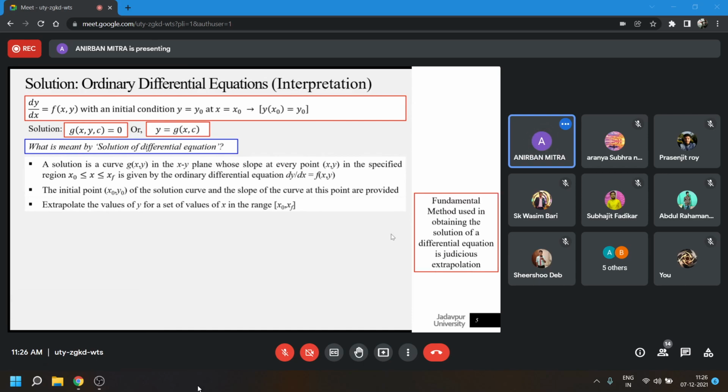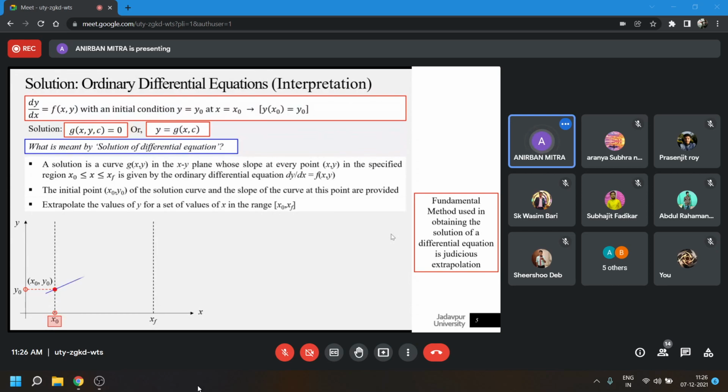Let's look at it graphically. Here we have the xy plane. This is the specified region or zone in which the solution is to be obtained. x0 indicates its initial point, whereas xf is the final point. So at this x0, we are provided with y0. So (x0, y0) is known and indicated by this red dot. So that is the initial point. So that initial point is known.